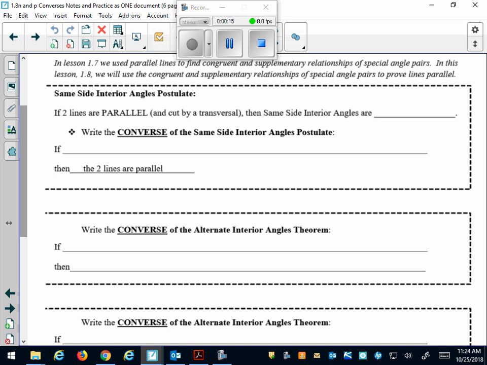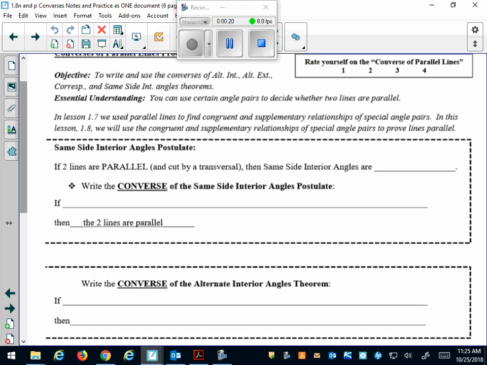So apparently I messed up the packet that I gave out to you, so you're going to have to change yours to this. Clearly I did change it and made the copies of the wrong one, so I apologize for that. I think yours all say the same thing, right? Alternate interior or whatever it says.